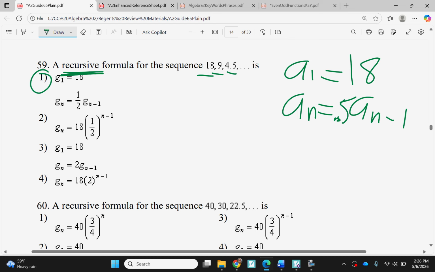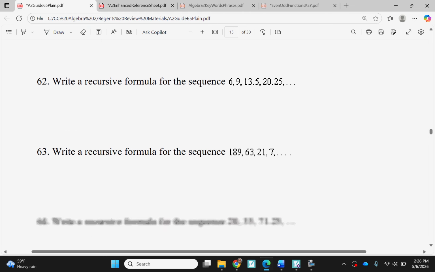It's got to be recursive, so it has to have the an minus 1. Choice 2 and 4 are not recursive, and 90% of the time in this course, for sequences, it's recursive. I'm guessing I have an open response coming up now.